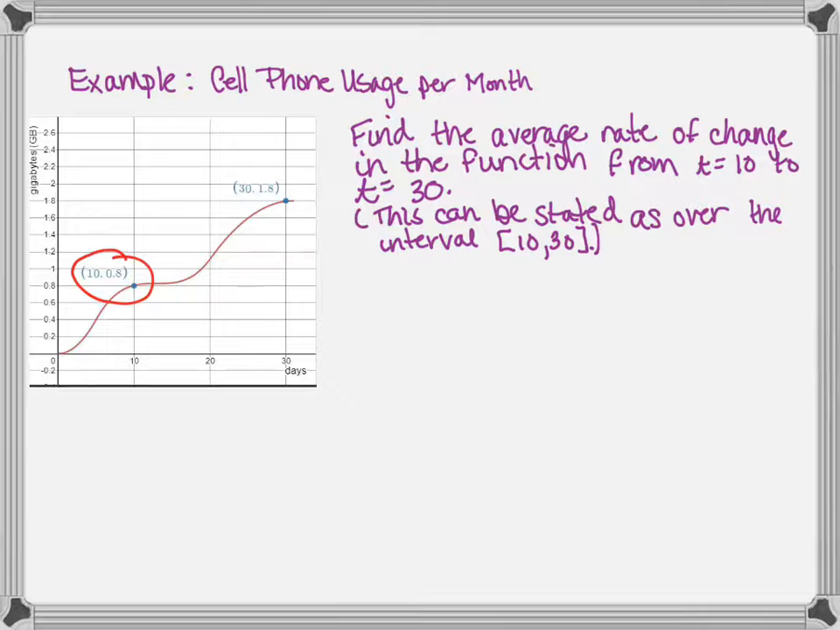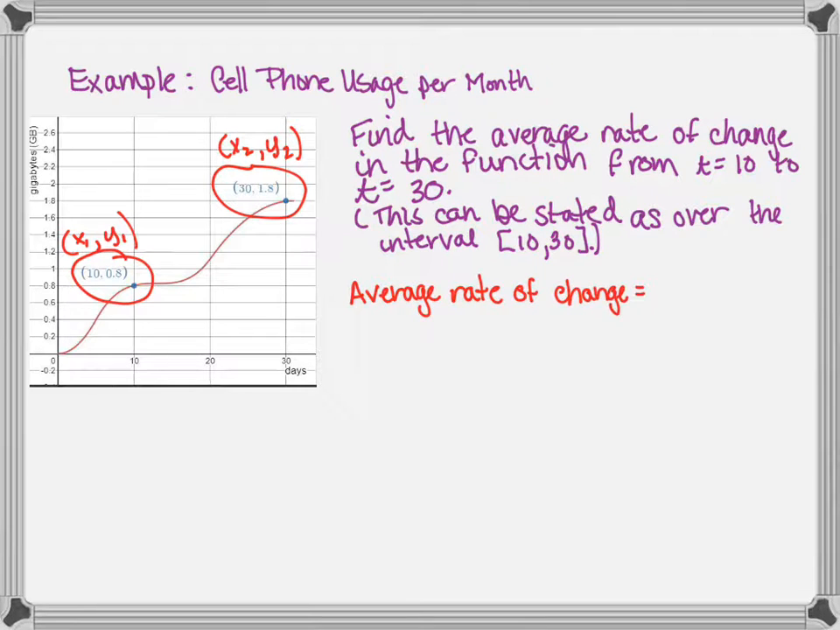Okay, so on the graph we have 2 points. We have 10 comma 0.8, and we have 30 comma 1.8. This is an x sub 1, y sub 1, and x sub 2, y sub 2. So our average rate of change is found by taking our y values, 1.8, and subtracting them, minus 0.8. And in our denominator, we're subtracting the x values, 30 minus 10.